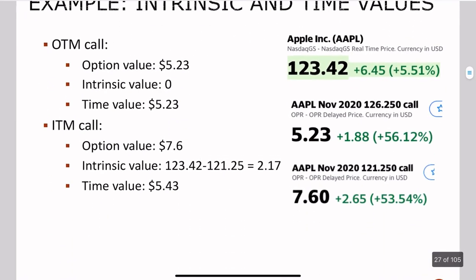Okay, that was quite abstract, a bunch of definitions. So let's see how you actually calculate intrinsic value and time value. And you will quickly see that it's really simple.